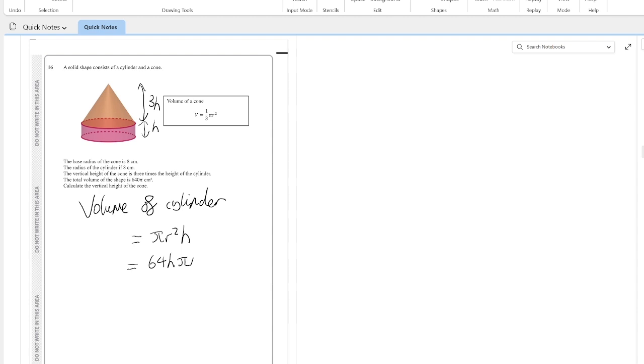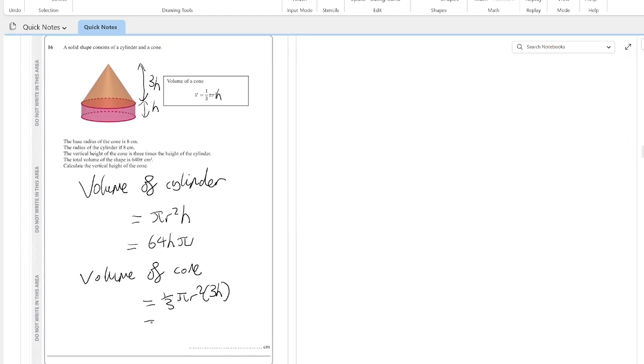Now, what is the volume of the cone? We know that's equal to a third pi r squared h. But this is a reconstructed paper, so it's not the actual paper. We reconstructed it ourselves, so there might be mistakes. So the volume of the cone is a third pi r squared h, but it's actually 3h because that's the actual height of the cone. And so this is also equal to pi r squared h, and so this is also equal to 64h pi.